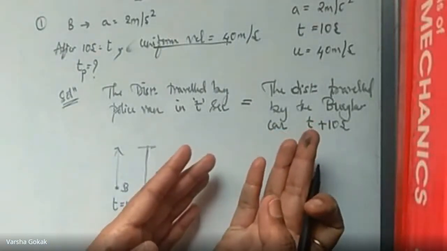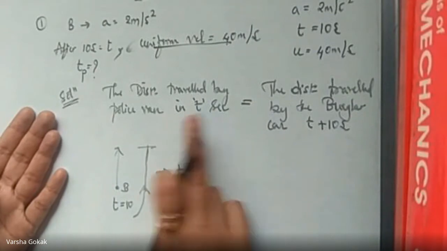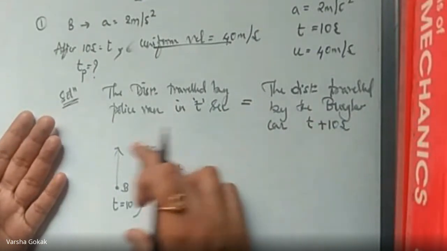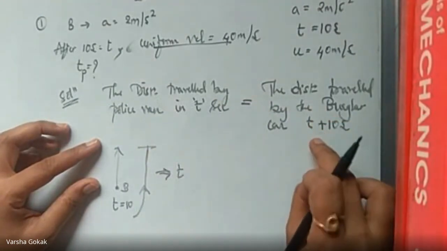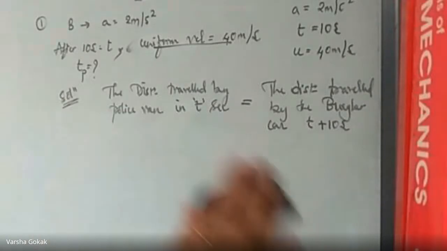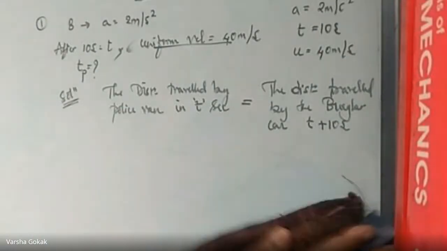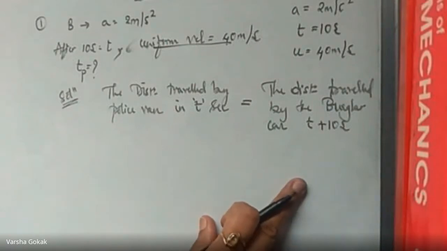Now you can always interchange and write also. If you write here the distance traveled by the burglar car in t seconds, then you can write here by the police van as t minus 10. Okay, both of them would be right. If somebody wants to try ahead with that, no issues. Both of them would be right only. So in t plus 10 seconds.